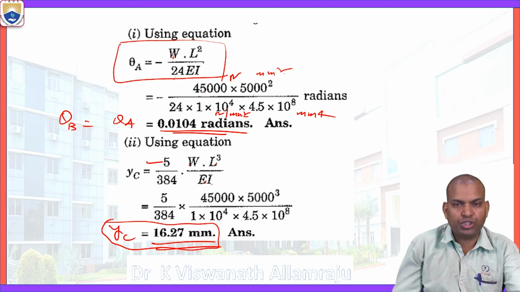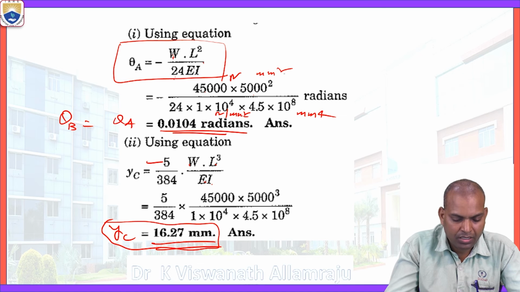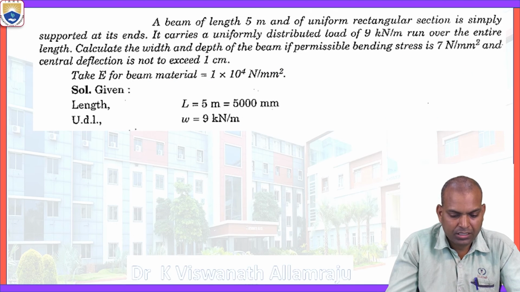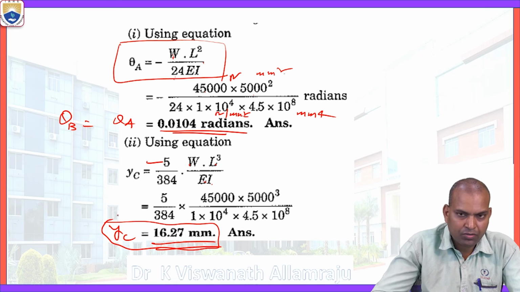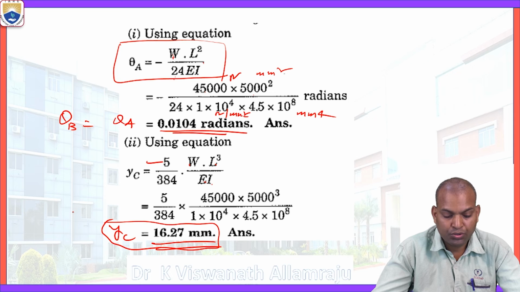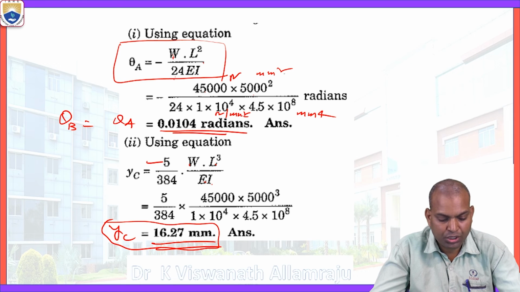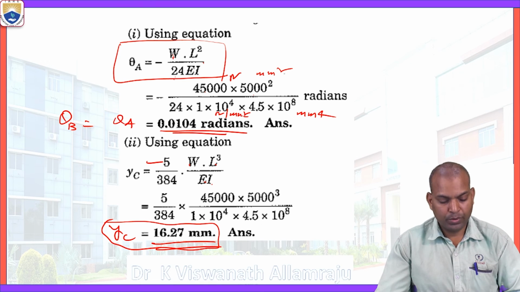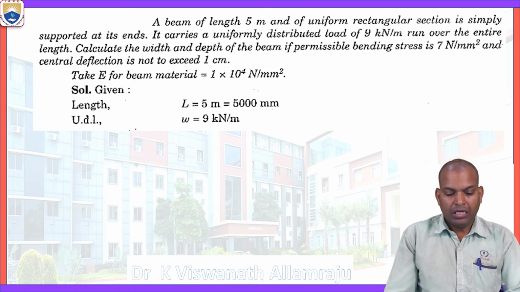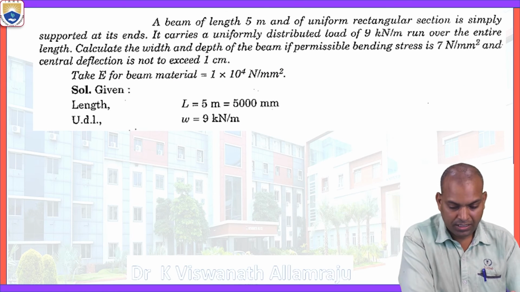Then YC equal to 16.27 millimeters. Okay, that is derived here. That is YC equal to 16.27 millimeters. The huge deflection. That is 16.27, a visible deflection we can see in this problem. The next problem, we can see it here.